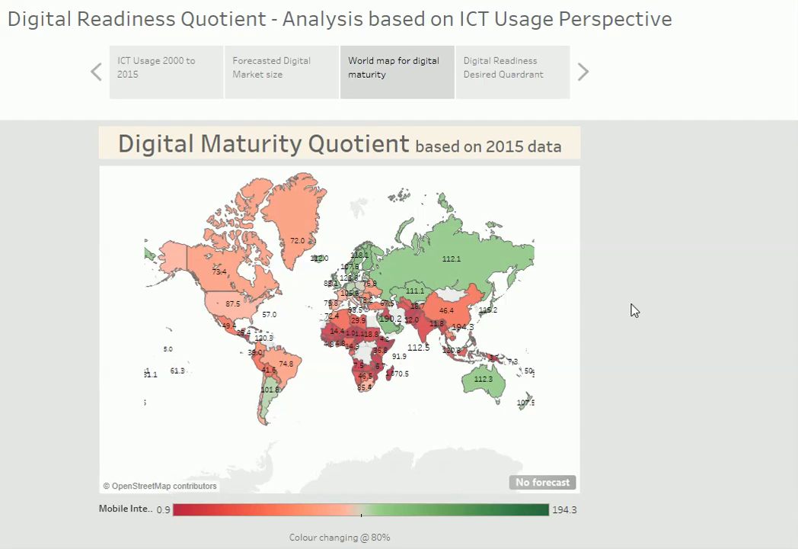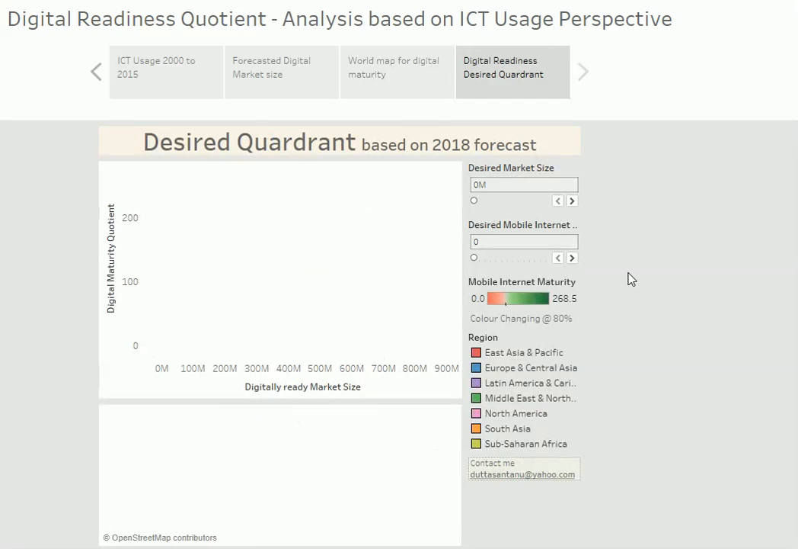As we have discussed earlier, we have two different dimensions where the profiles are very different. We have markets which are very huge in size, and countries which are very high in terms of their digital maturity, because the usage of mobile as well as the internet is very high in those countries. Now let us look at how I combine this entire thing to find out my magic quadrant of digital readiness.